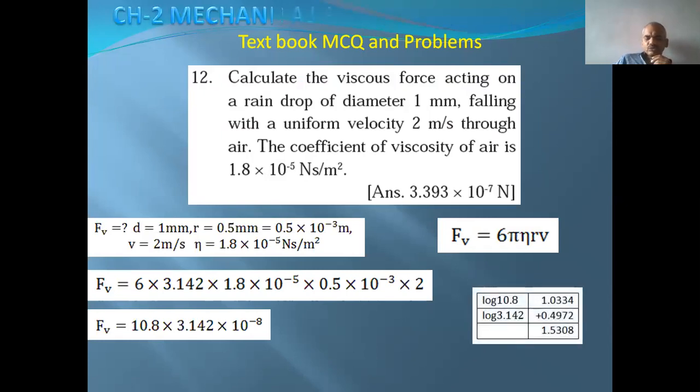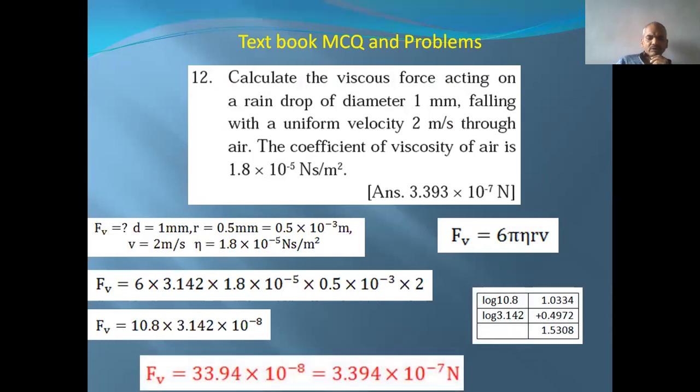Here you should use the log table, log of 10.8 and log of 3.142. These are given in the table. We have to add these two logs to get the final log, and from this final log, if we see the anti-log, you get the value for Fv as 33.94 into 10 raised to minus 8 Newton. Okay. Next to this, the example number 13.